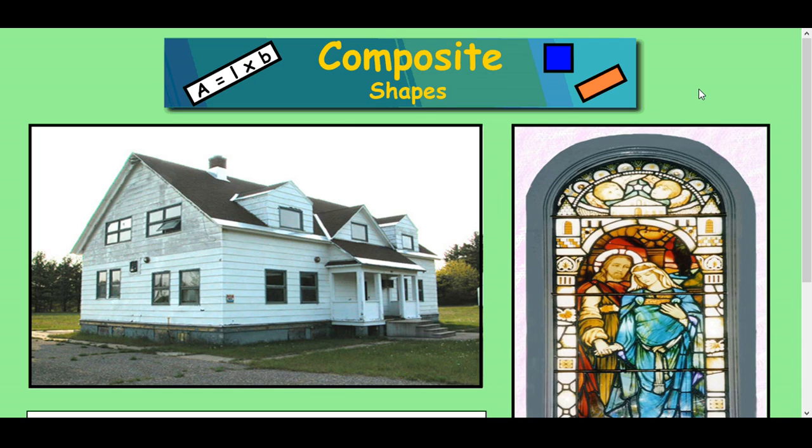Hi there, in this lesson we're going to look at what's called composite shapes. These are shapes that are made up of two or more simpler shapes. They happen quite a lot. You can see at the side of the house here, it's just called a gable end actually.